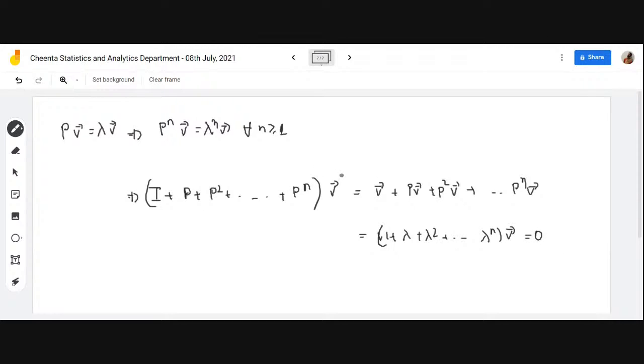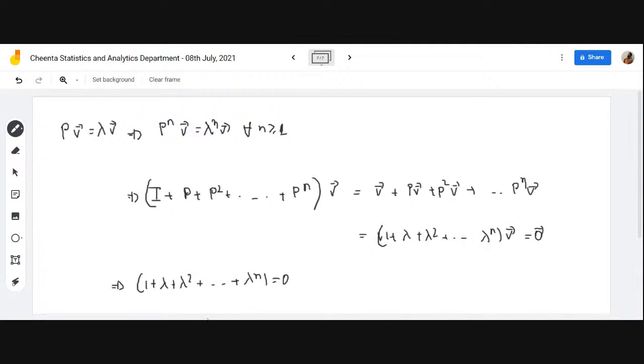Even if v is non-zero, a scalar times v, a non-zero vector, is the 0 vector. So therefore it implies that the scalar must be equal to 0. So you get that 1 plus lambda plus lambda squared plus dot dot lambda to the power n is 0.